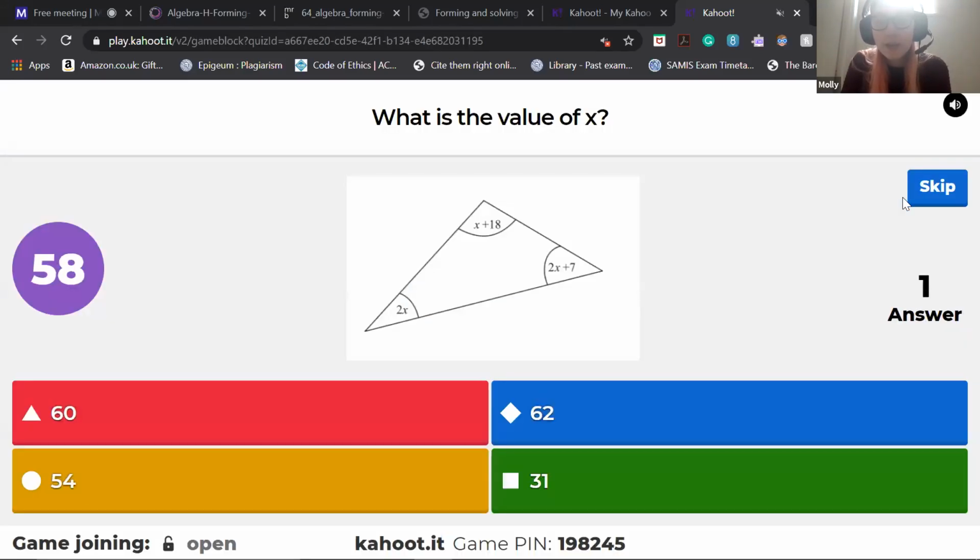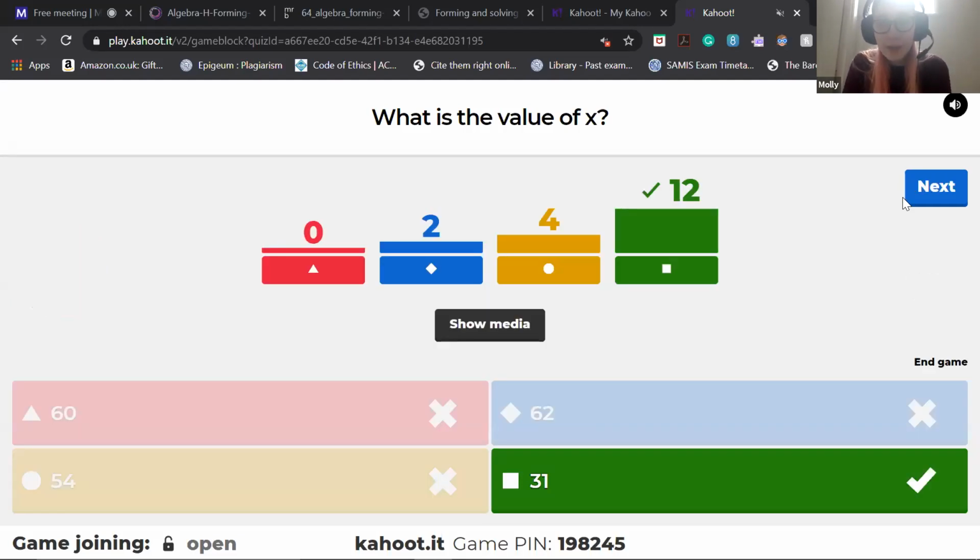Okay, so this question, we've got a triangle and some angles are shown. Think about what equation we could make here and how we can find x from that equation. Okay, cool. Lots of people really good at that one as well. Well done, guys.